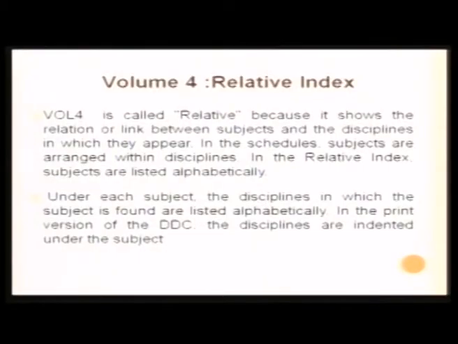So the same topic, how it is related to different disciplines, relative index shows this. That means what is the relation between a subject and different viewpoints between the different disciplines. So those disciplines are listed alphabetically in relative index. So that is why it is known as relative, because it shows the relation or link between the subjects and disciplines. And as you see, under each subject, the disciplines in which the subject is found are listed alphabetically. In the print version of DDC, the disciplines are indented under the subject.